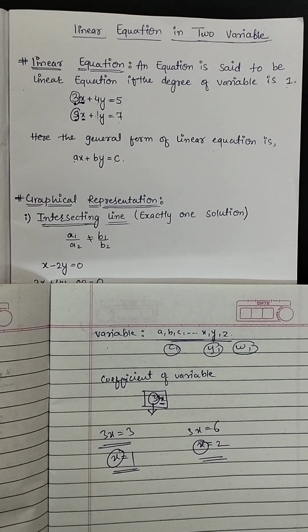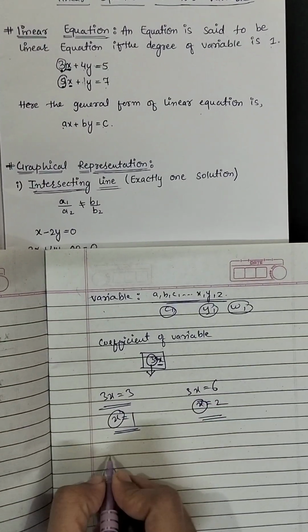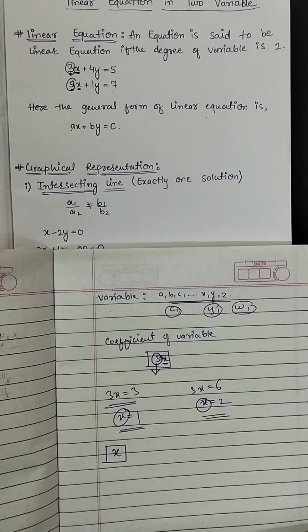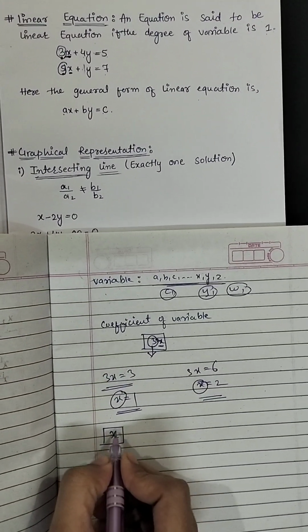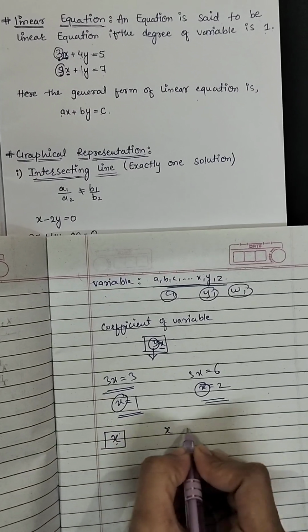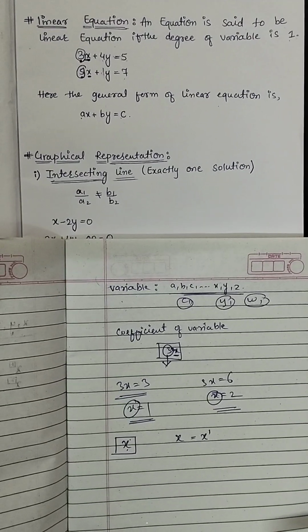So a linear equation is nothing else but an equation in which the degree of the variable is 1. What is the degree of a variable? That is nothing else but the power of the variable. Here x, what is the power of x? Nothing is given, it is simply x. Simply x means x with power 1.